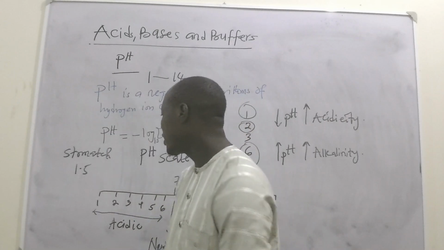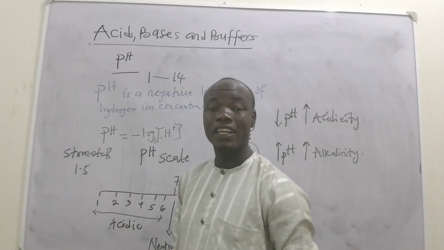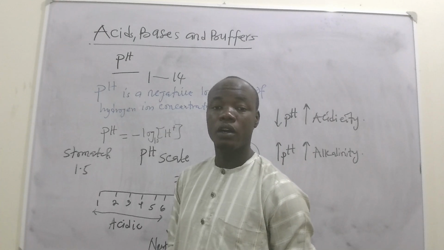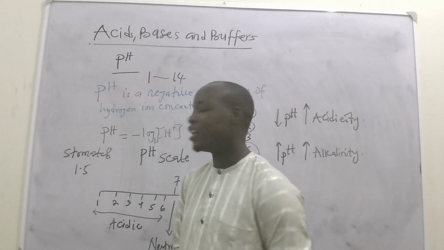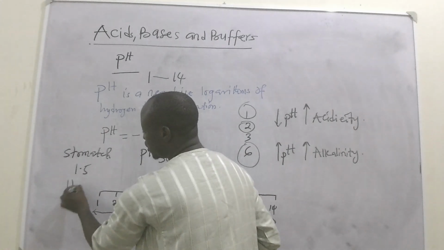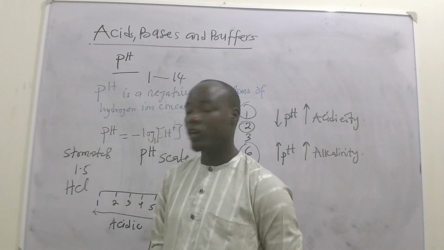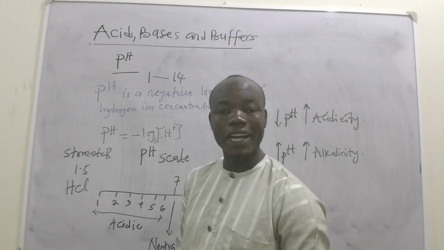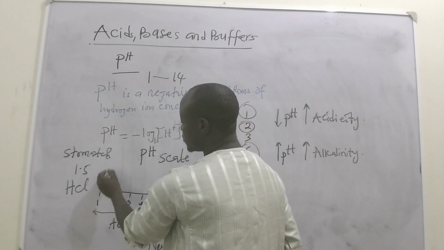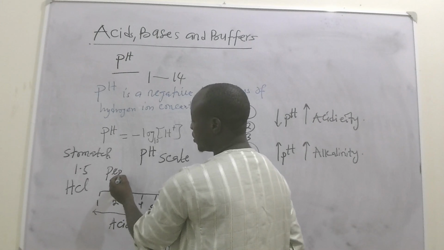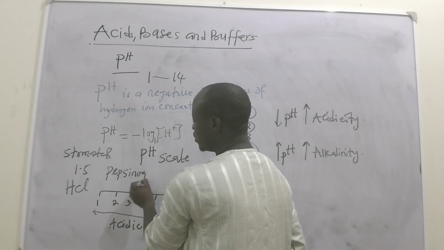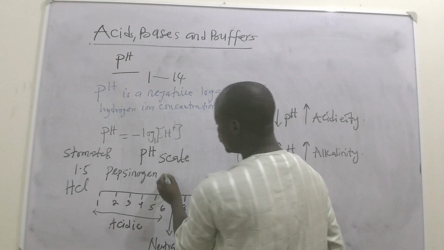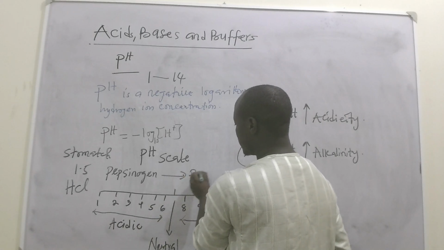It's because in the stomach there are strong acids that are produced by the parietal cells. And that acid is HCl. And what is the main function of this HCl in the stomach? It is to activate an enzyme, pepsinogen, to pepsin.